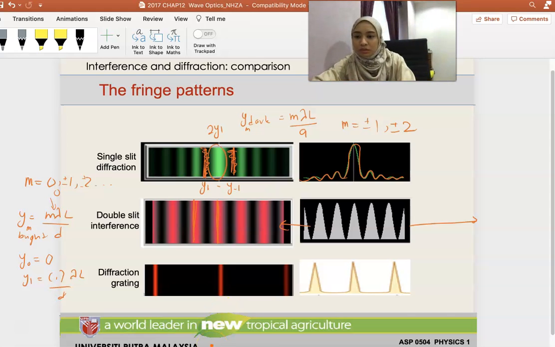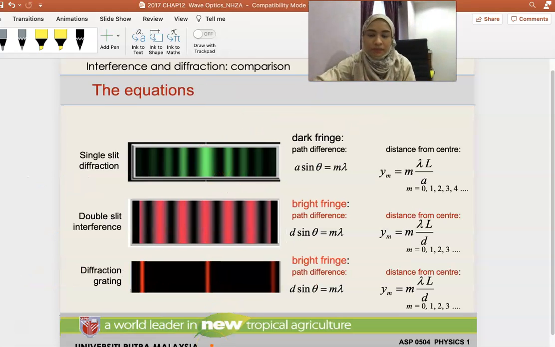Okay. So to summarize, this is the equation. Single slit diffraction is given by ym equals m lambda L over A. And this is double slit interference. No, it starts from 1. Let me check again. And then for double slit interference, this is the equation, gives you bright fringes. This guy gives you dark fringes. Starts with m equals 0, 1, 2, 3. Okay.